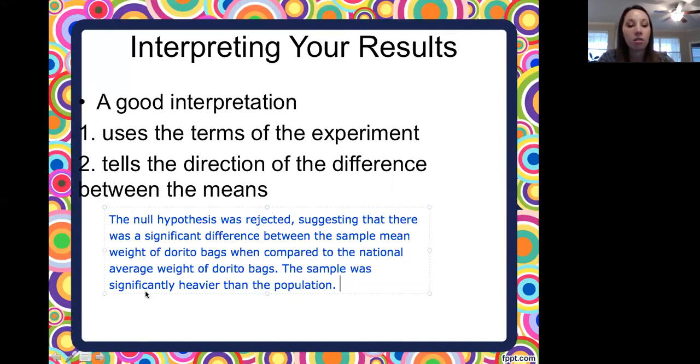So I said that our sample was significantly heavier, and I know that because our sample mean was 7.44, and our critical value was much less than that, the 2.365. So we have a greater difference there.